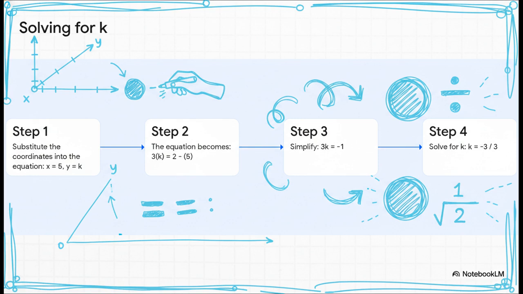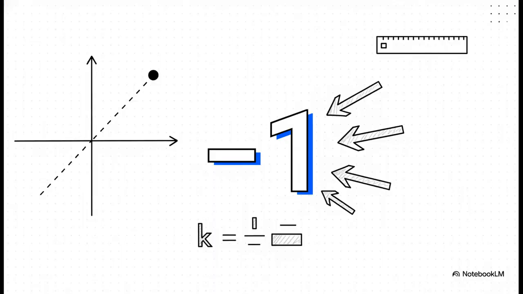We can simplify that right side, which gives us 3k = -3. And now for the final move, we just divide both sides by 3. And there it is. The value of k has to be -1 for that point to be on that line.